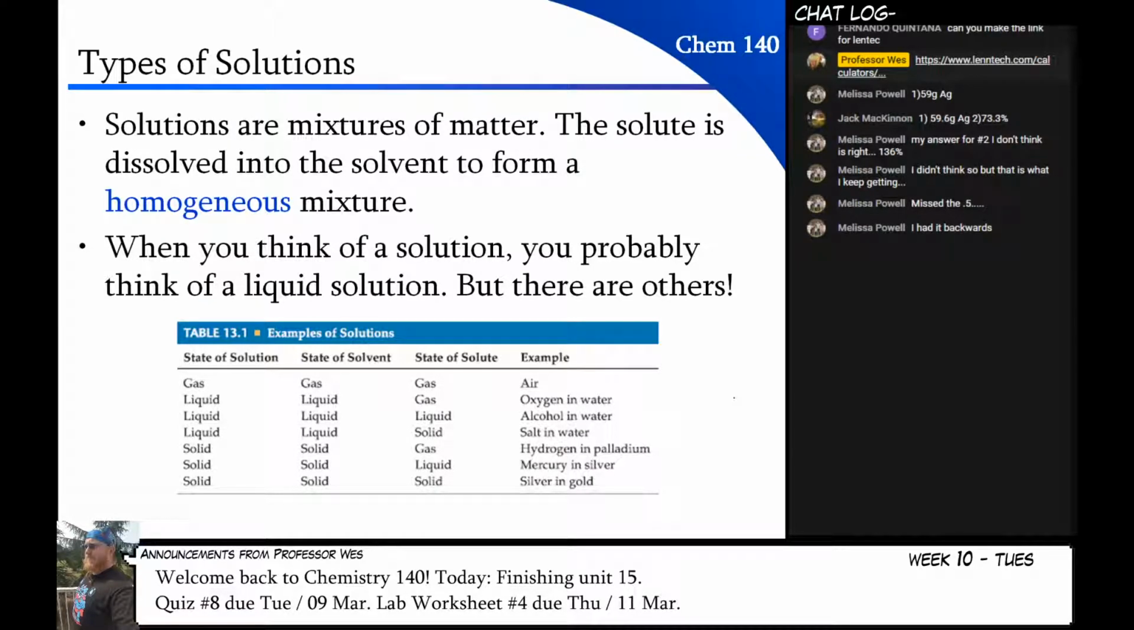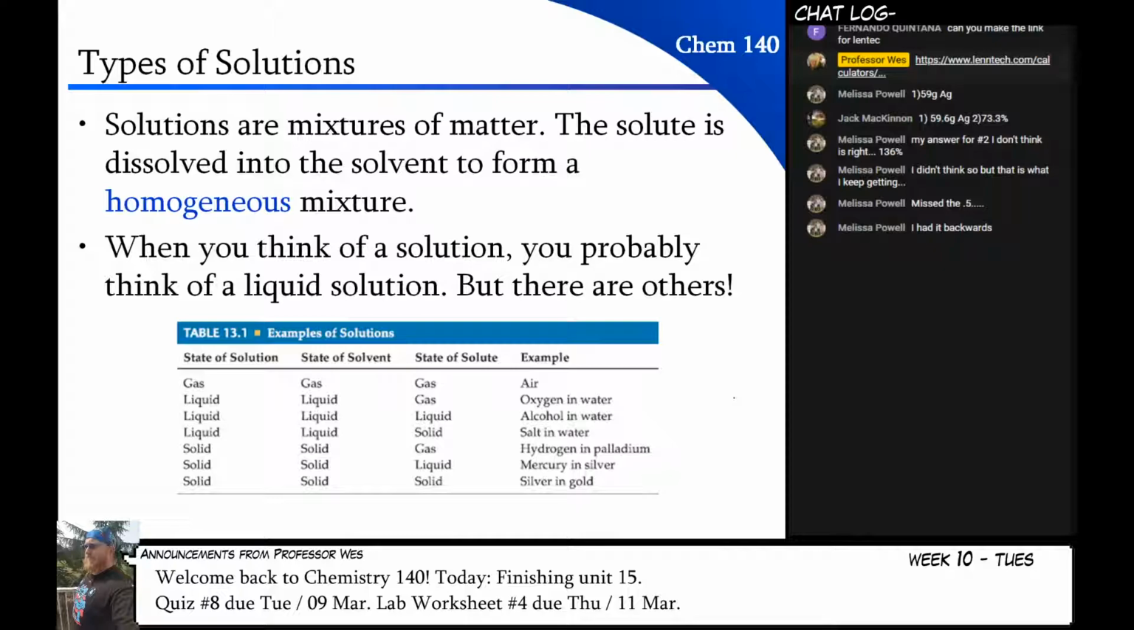For solutions that are in the liquid phase, generally the solvent is water. And you can dissolve all sorts of stuff in water. You can dissolve carbon dioxide, which gives you fizzy soda, like I'm drinking right now. Or seltzer water, I should say. It's not really fizzy soda.